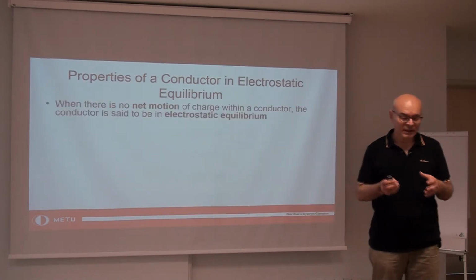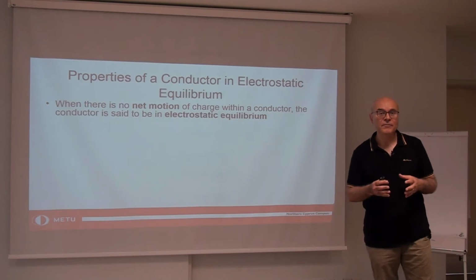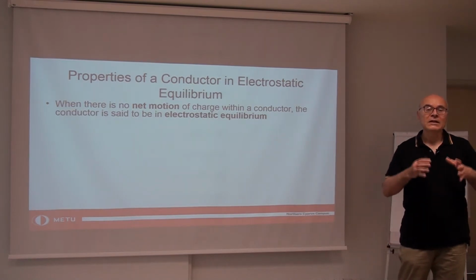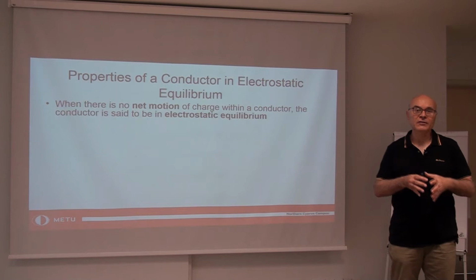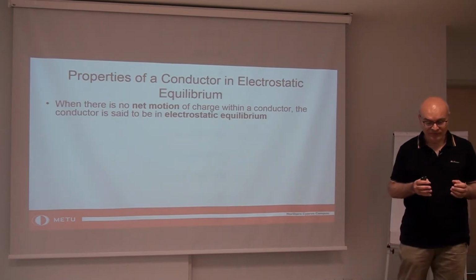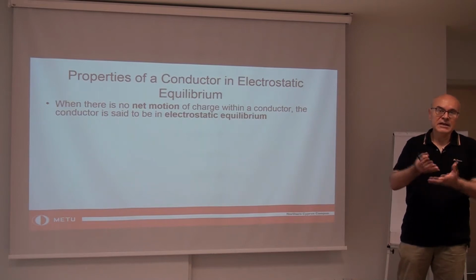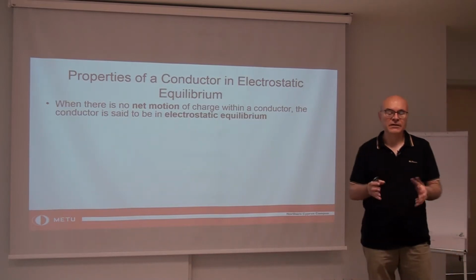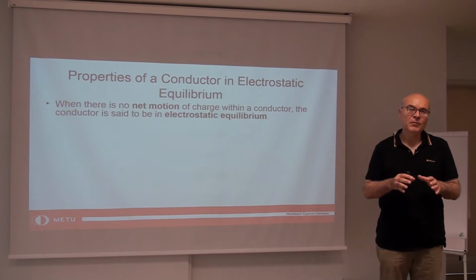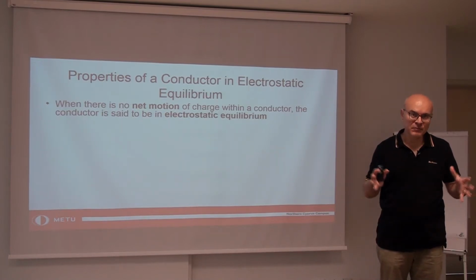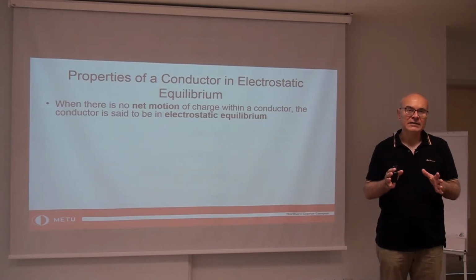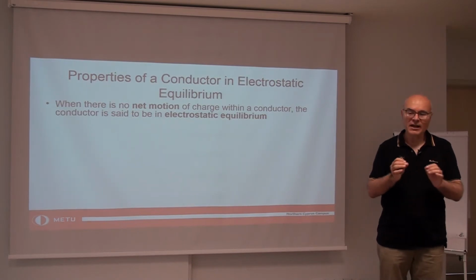Now, a conductor will be in static equilibrium if there is no net movement of the charge within the material of the conductor. Even if you put a charge on a conductor, so that there is an excess of charge on that conductor, static equilibrium is when this charge gets distributed so that there is no movement of the net charge. Why do I say the net charge?